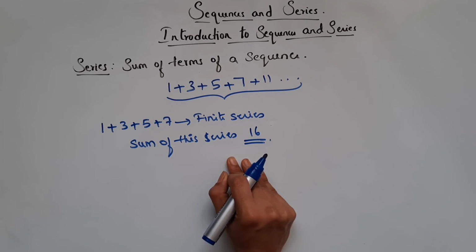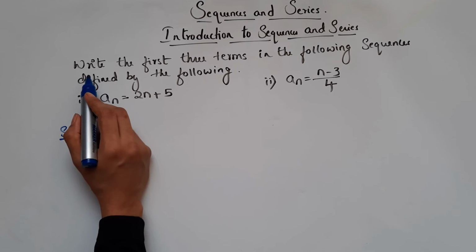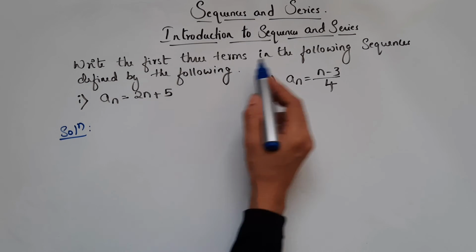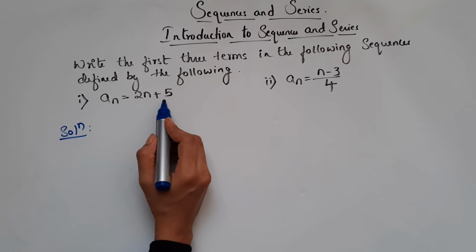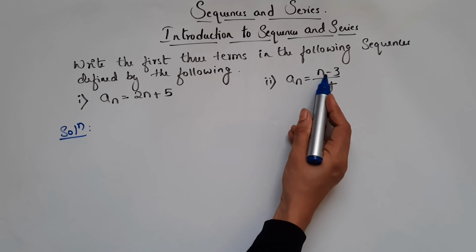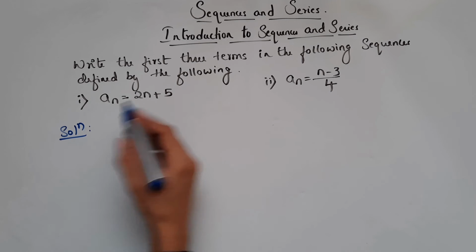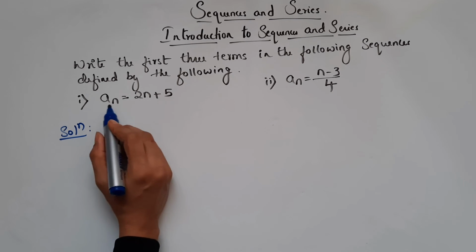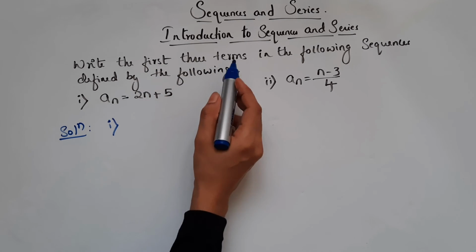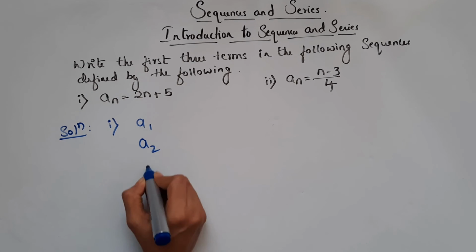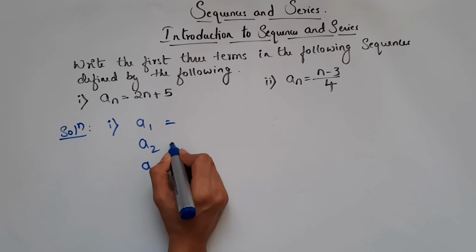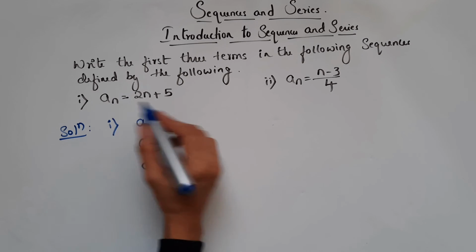Let's move on to problems. Now let's see this problem. It says, find the first 3 terms of the sequences defined by the following: an is equal to 2n plus 5, and an is equal to n minus 3 by 4. First let's do the first one. We have to find the first 3 terms, which means we have to find a1, a2 and a3.